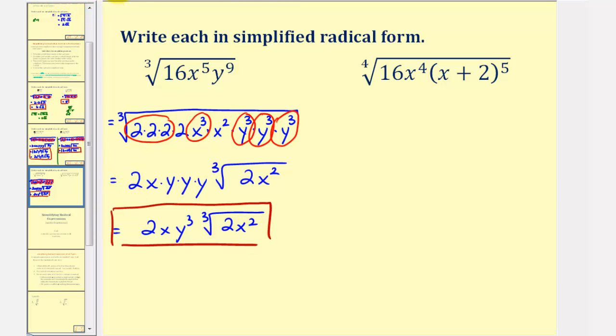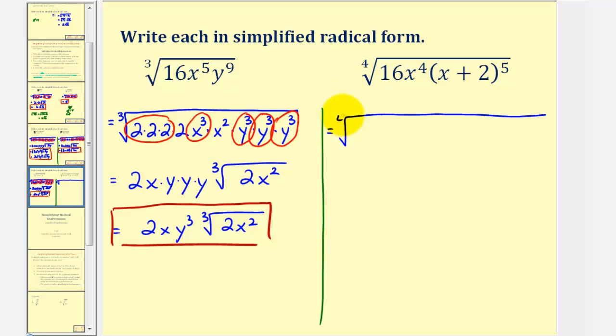Let's look at one more example. Notice here we have the 4th root of 16x to the 4th times the quantity x plus 2 to the 5th. So because the index is 4, we're looking for groups of 4 equal factors. We already know 16 is 2 to the 4th, or 4 factors of 2. We have x to the 4th, which is already a group of 4 equal factors. And then for the quantity x plus 2 to the 5th, we can write this as 4 factors of x plus 2 times 1 more factor of x plus 2. This would be the 1st.